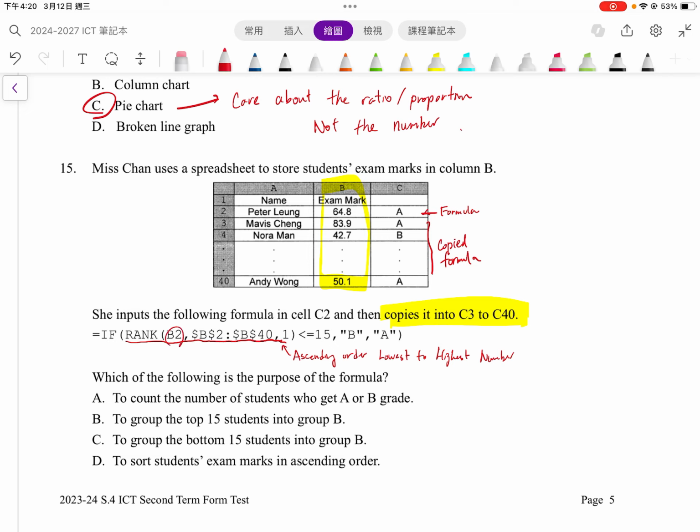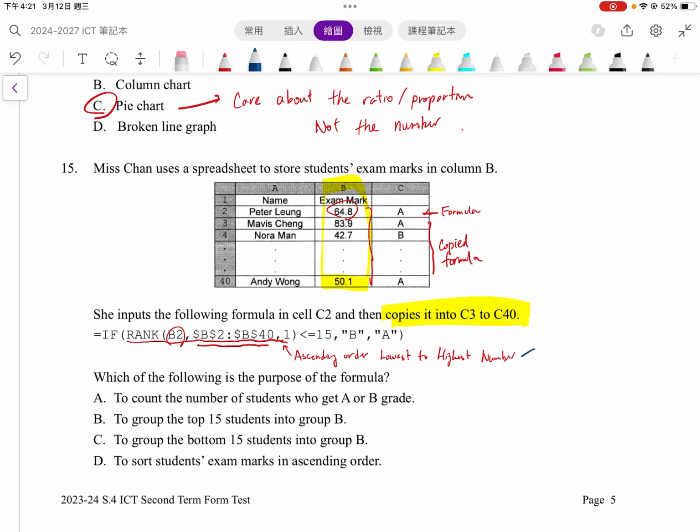And you are trying to find out B2, which is Peter's exam mark, in these B2 to B40, the whole set of students' exam marks. Okay, so you're finding the rank. So that means if your mark is the lowest one, you will get rank 1. And if you have the highest mark, you'll get the last rank, which should be 39, because there are 39 students. Okay, so this is the rank function.